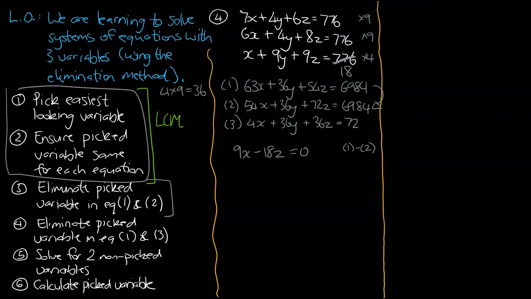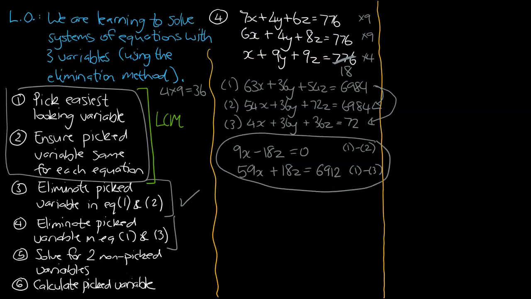We're now going to do the same with equations number 1 and 3. So we've done 1 and 2. We're now going to do 1 and 3. So let's go 63x minus 4x is going to be 59x. The y's cancel each other out. As we mentioned, we're really keen on that. And then we've got the z's. 54 minus 36 is positive 18. So we've got positive 18z. And that there is equal to 6,984 minus the 72, which is 6,912. And that there, don't forget, was equation number 1 minus equation number 3.